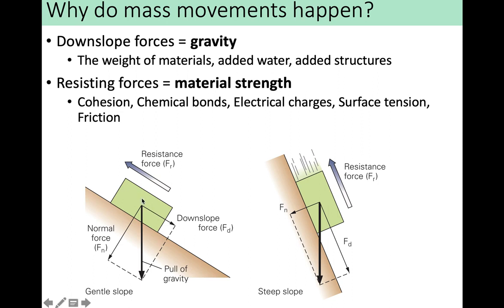How heavy is your object? Is there water? Are there already structures like joints? And then we also have the opposite, which are resisting forces. Resisting forces are how strong your material is. So how cohesive is it? How strong are those chemical bonds? How strong is the friction?